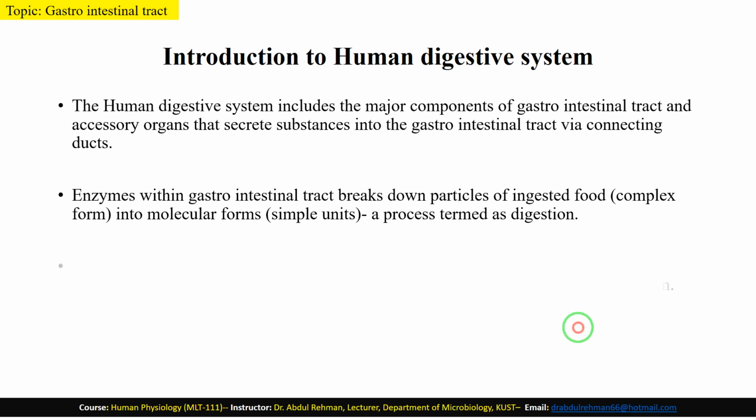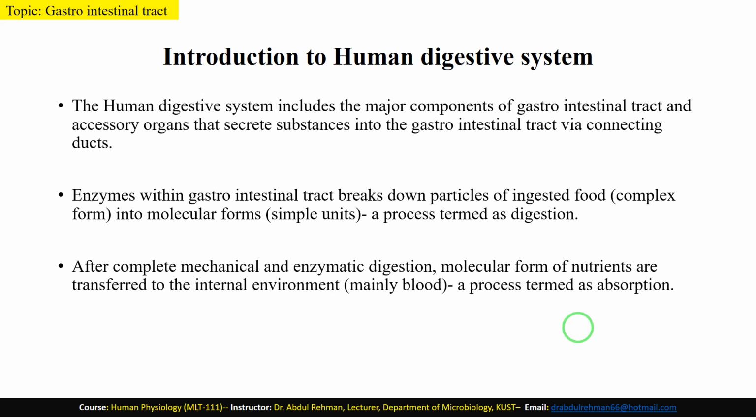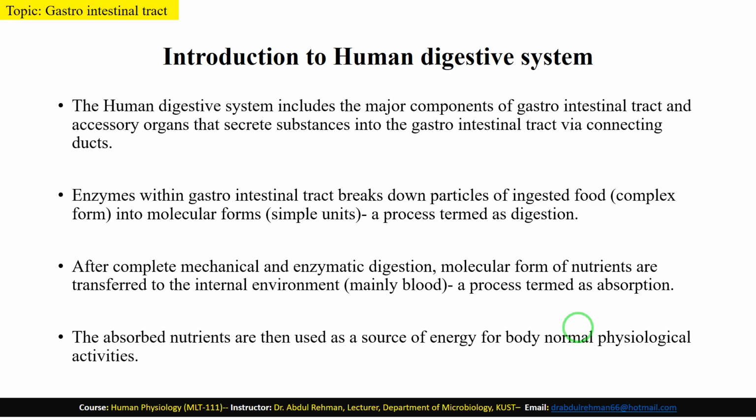After digestion, there is another process within the GIT system, and that is the transport of the nutrients to the internal environment, mainly blood, and then through the blood they are distributed to the different parts of the body. This whole process is called absorption and distribution. Once the nutrients have been absorbed, they play a role as a source of energy for the body's normal physiological activities.